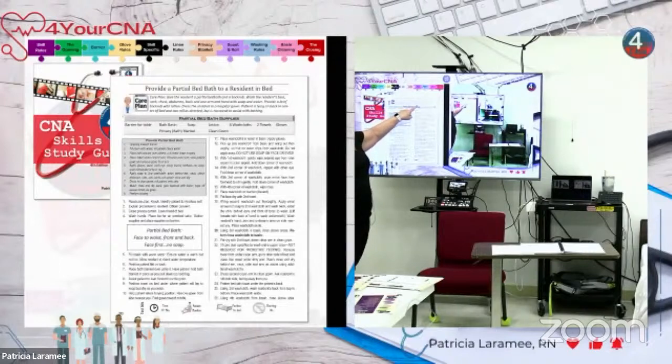Dress the resident in a hospital gown. Patient is lying on back and center of bed and can roll as directed, but is too weak to assist with bathing.